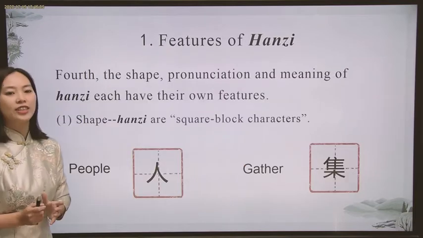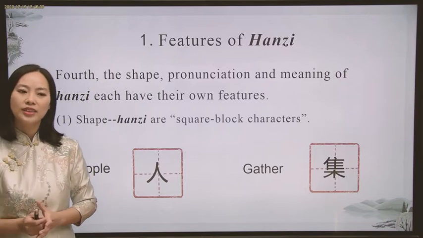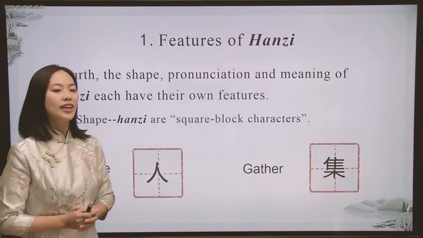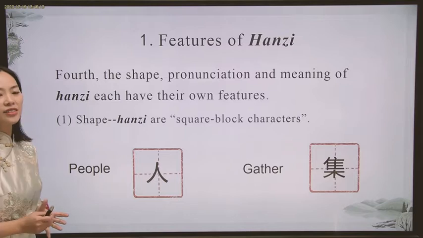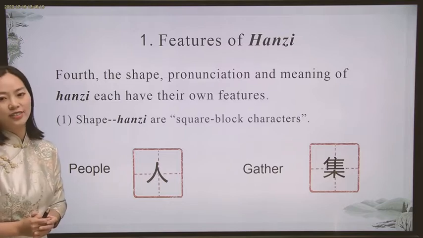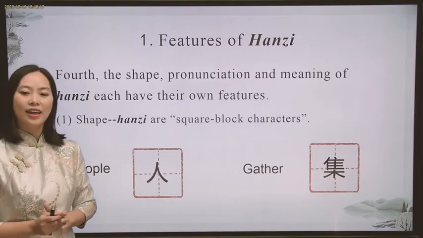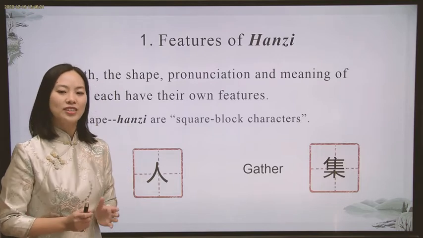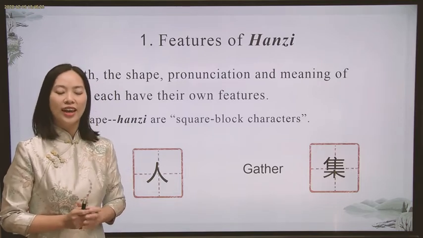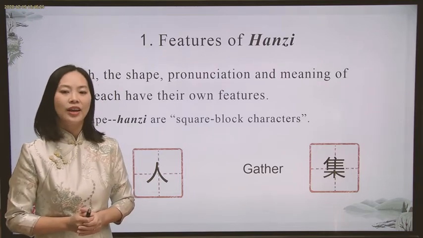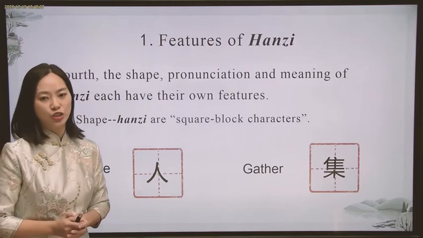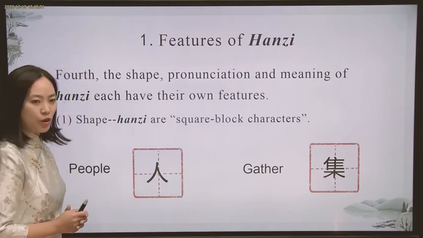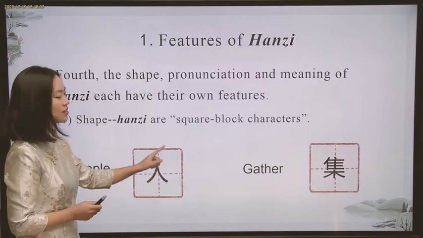Fourth, the shape, pronunciation, and meaning of Hanzi each have their own features. In terms of the shape, Hanzi are square block characters. English and the other characters are arranged linearly, where some words are short and others long. But no matter how many strokes a Hanzi has, they are a single whole that fits within a square space.